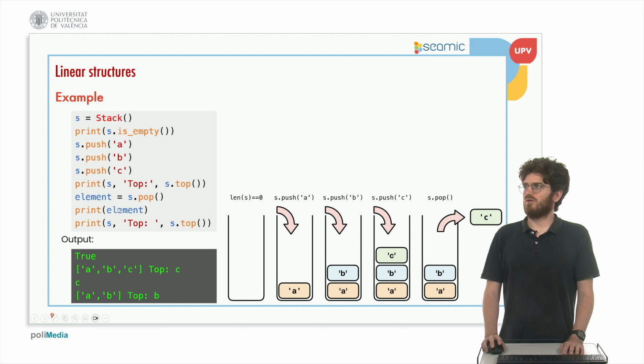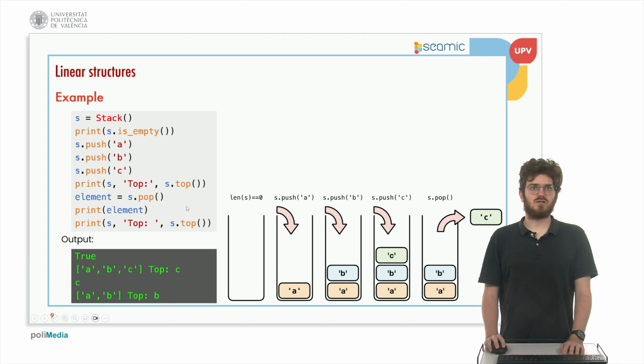So let's see an example of the usage of the stack. We can create a stack, we can ask whether it is empty, and in this case it's empty, and we can see the state of the stack down here. Then we can push elements, so for example we can push A, B and C, and they are accumulated at the top of the stack. And now we can check and print the stack itself and the top element, and we can see that the stack is A, B, C, with the C being the top element represented at the end.